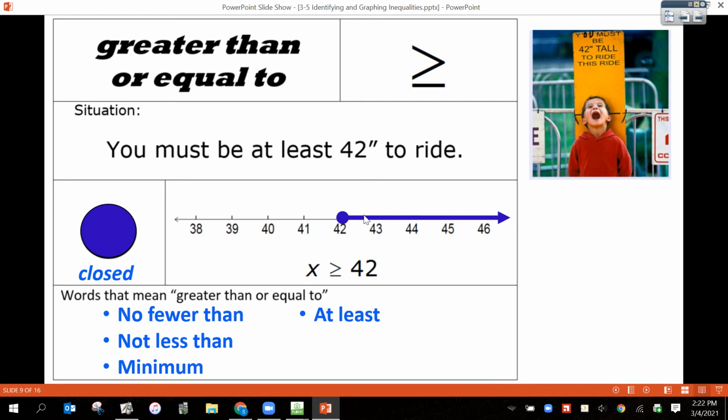Now look at the arrow going to the right. That means it can be greater than 42 inches. So if it's greater than or equal to 42 inches, that means it includes 42 inches and everything up from there. Go ahead and write these words in. Words that also mean greater than or equal to: no fewer than, not less than, a minimum, and of course at least. If you need to pause the video to write these, go ahead. I'm going to move on.